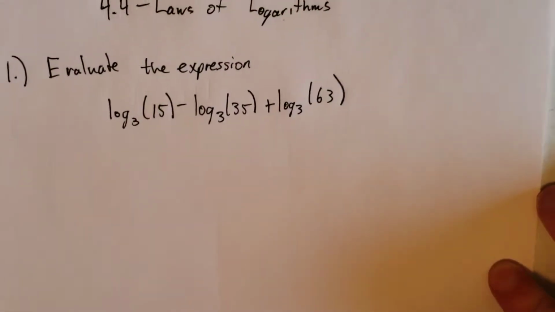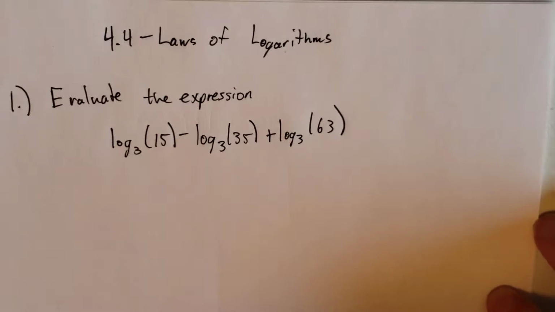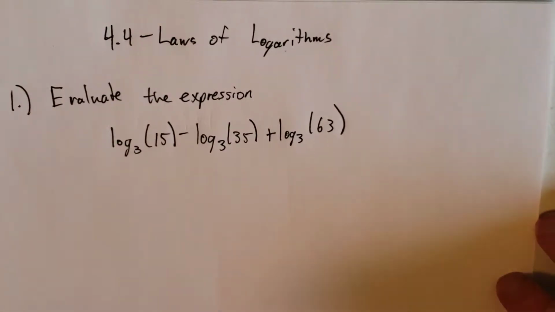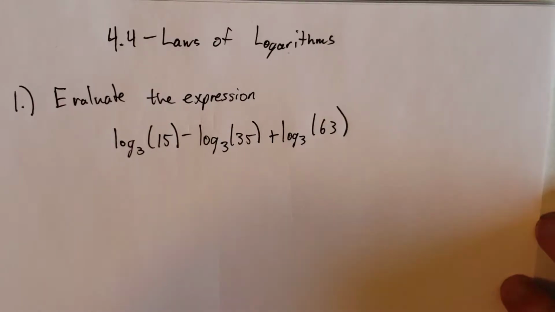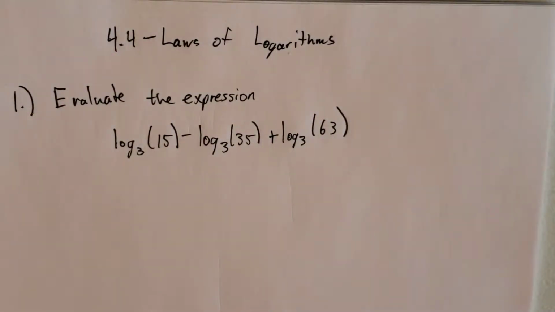In this video, we want to cover section 4.4, which is the laws of logarithms. In our first example here, we want to evaluate the expression log base 3 of 15 minus log base 3 of 35 plus log base 3 of 63. Well, what do you do with all of this information?